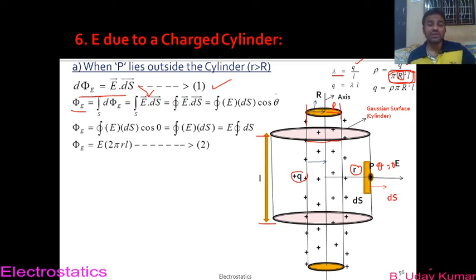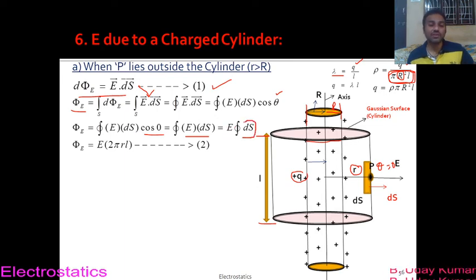So since θ is 0, substitute that. I get the integral of E ds cos 0. But you know that cos 0 is 1. Just substitute that in the equation, and I get the integral of E ds. Now E is constant. Why it is constant, I already mentioned many times. So now you can take it out, and you get E times the integral of ds.